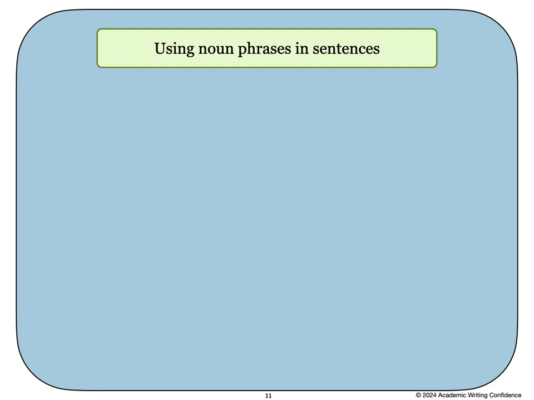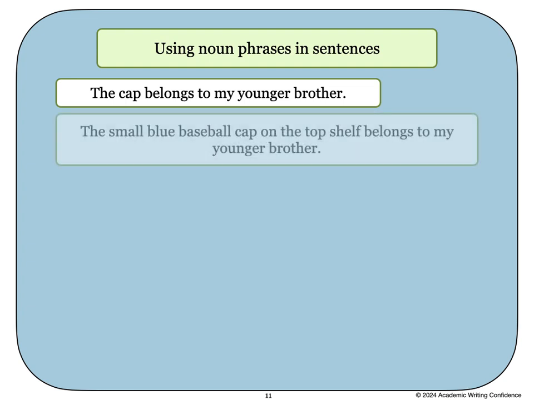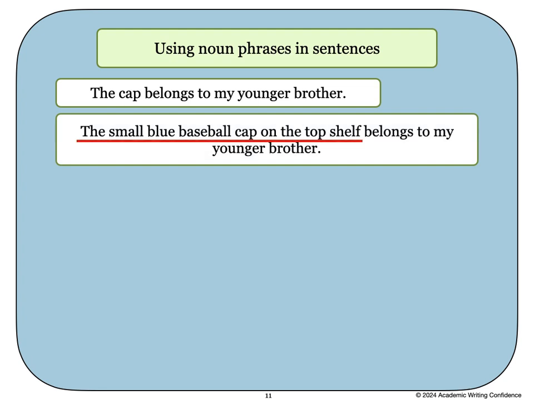So, how do we use noun phrases in sentences? Let's look at this sentence. The cap belongs to my younger brother. This is a very simple sentence. If we added a few more words to make this a noun phrase, we can add more information about this cap, the main noun in the sentence. We could write something like this. The small blue baseball cap on the top shelf belongs to my younger brother.